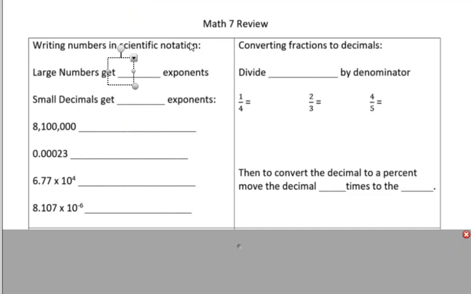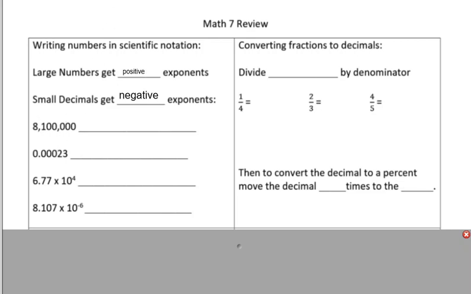So if we're going to write a number in scientific notation, remember really, really large numbers get positive exponents, whereas if we have really small decimals, we're going to use a negative exponent. Okay, so that's really important to remember because if we're doing something times 10 times 10 times 10, that's going to be a big number, but times 1 over 10 times 10, that would be a small decimal. So let's take a look at this first one.